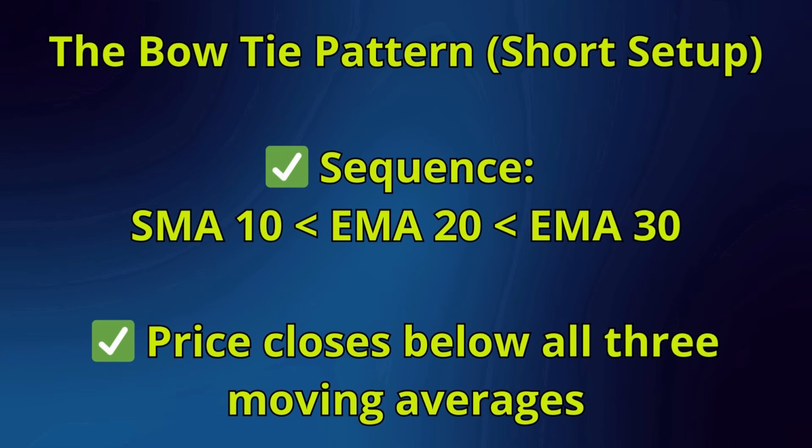Now, let's flip the logic and define the rules for a short setup. The conditions are the mirror opposite of a long trade. First, we need a bearish sequence. The SMA 10 must be below the EMA 20, which must be below the EMA 30. Second, the price must secure a candle close beneath all three moving averages.